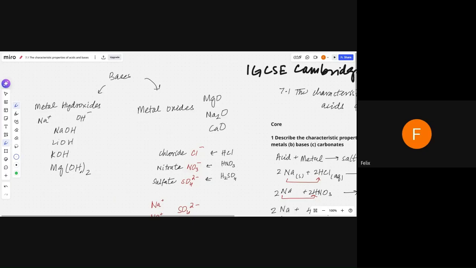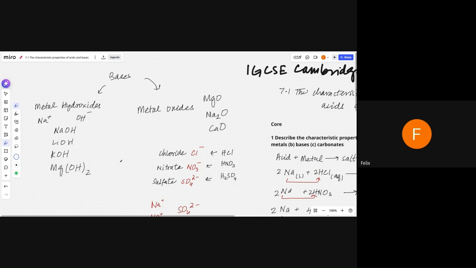So now you can see that I am attaching two hydroxide ions with magnesium because it is from group 2 and it has a +2 charge. So to write the formula of magnesium hydroxide, I must add two OH negatives to neutralize the charge and make it equal to 0. So I hope this is clear.